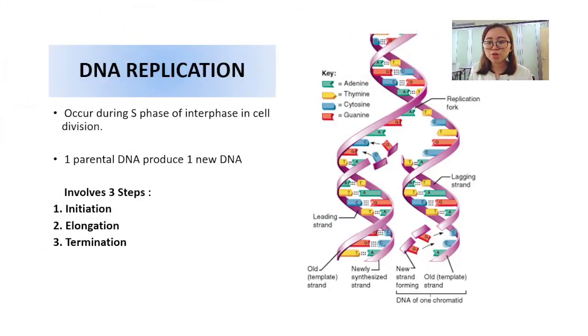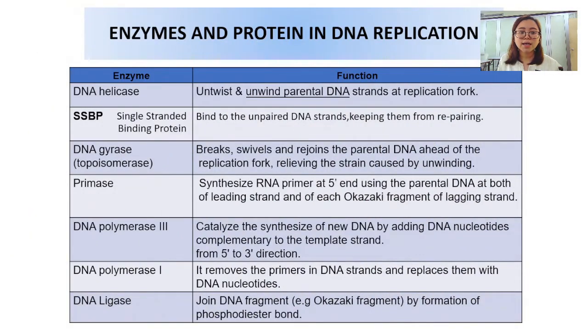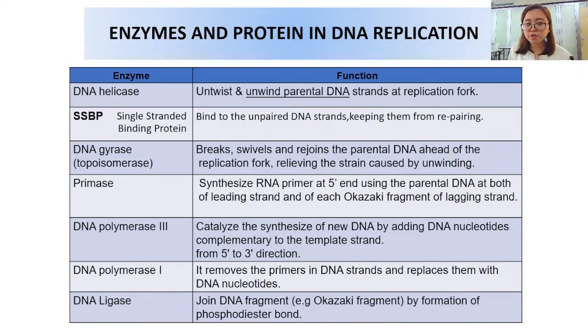Now we are going to go into DNA replication process itself. So it will occur during S phase. It will have one parental DNA produce one new DNA, and it involves three steps. The three steps are initiation, elongation, and termination. It will involve several enzymes and proteins. Okay, so ini adalah beberapa enzyme dengan protein yang terlibat.